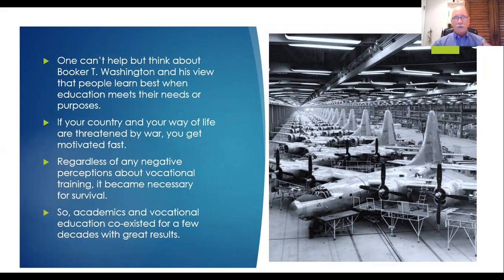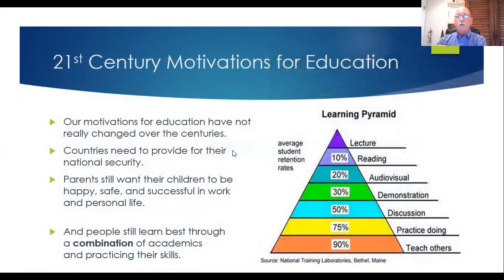And my second bullet, when your way of life gets threatened and your country and your people are threatened, well, you get motivated and you start to learn. So you learn how to build airplanes. You learn how to defend your company, your country. And so regardless of any negative perceptions about vocational training versus education and academics, it was necessary for survival. And so I think it was a good thing that vocational and career-oriented education coexisted with academics for a few decades, because now with CTE, we're back to a place where we want to see it integrated into the schools.